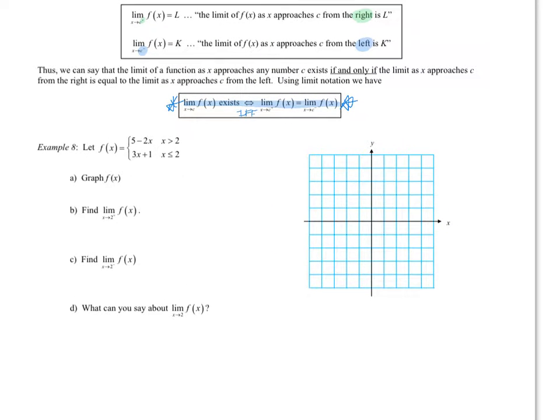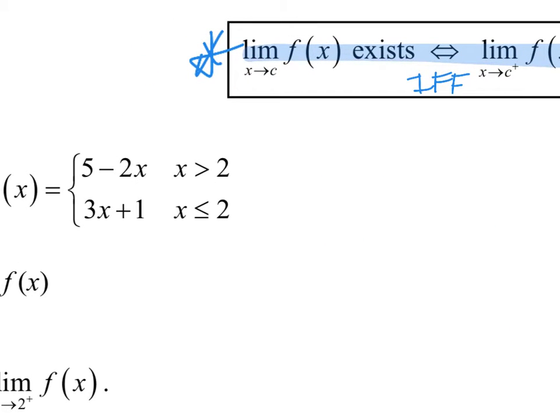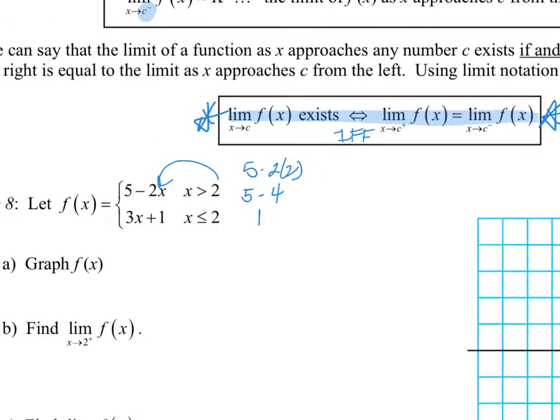So let's try an example. Number 8. Let f of x equal 5 minus 2x for x greater than 2, and 3x plus 1 for x less than or equal to 2. So let's figure out what my starting point is. I take the 2 and I plug it in. So 5 minus 2 times 2, 5 minus 4, which is 1. So for x greater than 2, I'm starting at a position of 1.